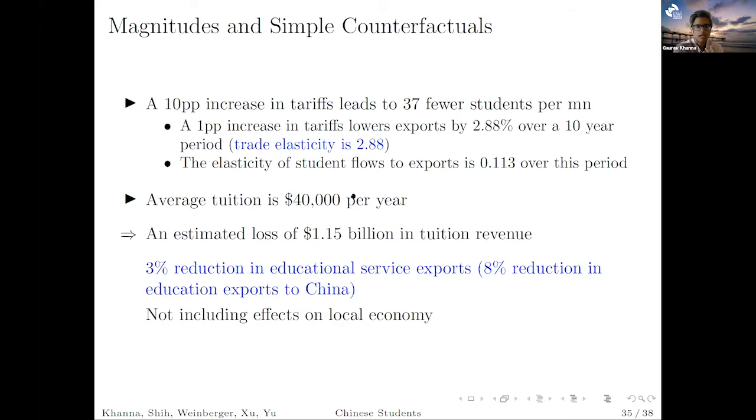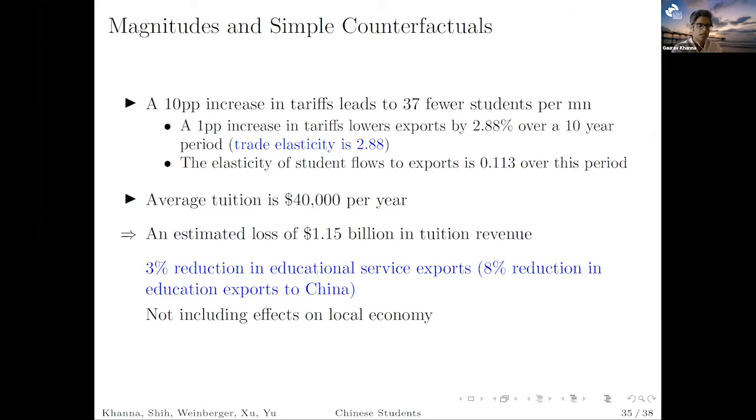And we can then multiply this change in student flows by the average tuition that we see in our data that these students are paying. And we can see that just in terms of tuition revenue, it has a meaningful effect on the higher education sector, right? So it's going to lead to a reduction in higher education exports, especially to China, essentially, right? And this, like I said before, is not including the broader GE effects on the local economy.